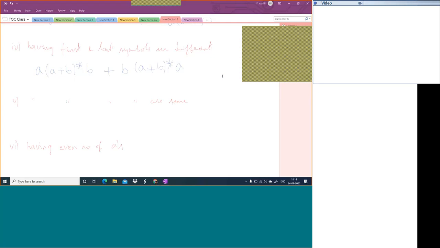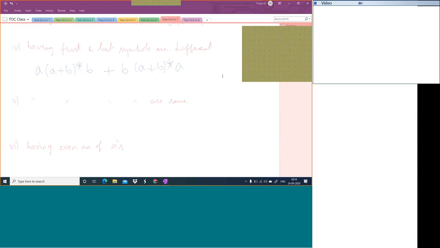Earlier, long ago, we did this question in construction of DFAs. Consider a minimal DFA over the set {A, B} that accepts all strings starting with A, first question; ending with B, second question; next, first and last symbols are different; next, first and last symbols are same. Okay, these kinds of questions we have done earlier. Now look at this.